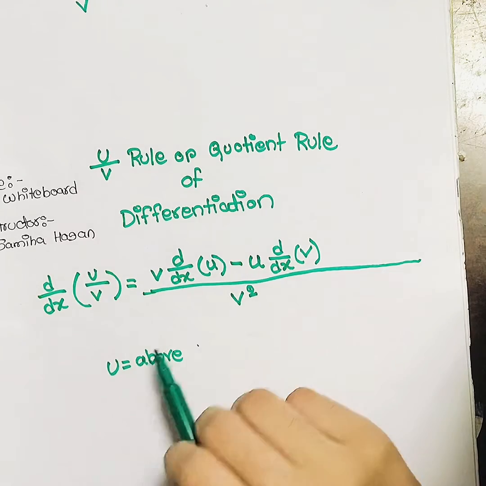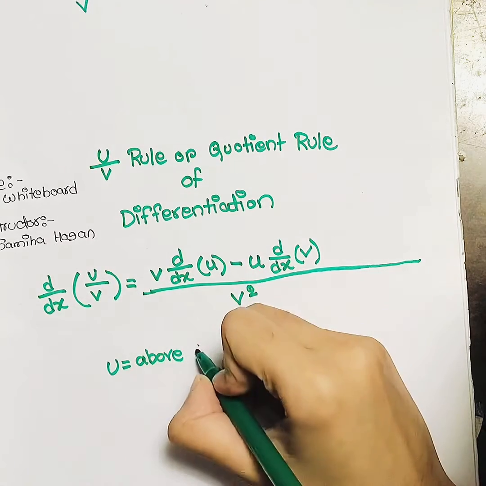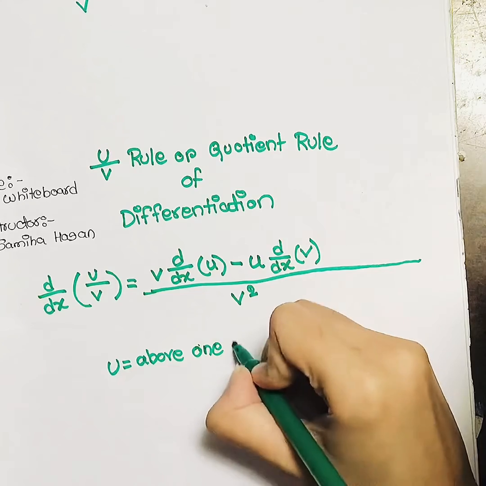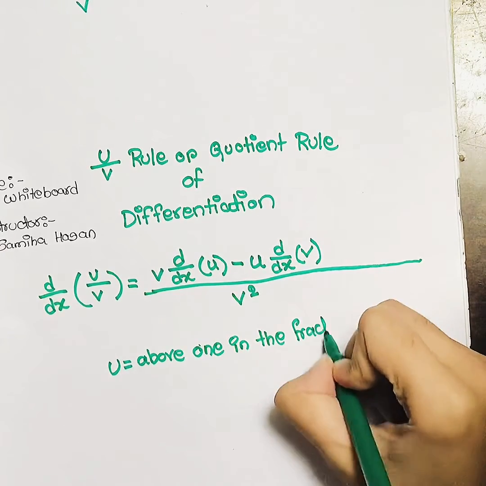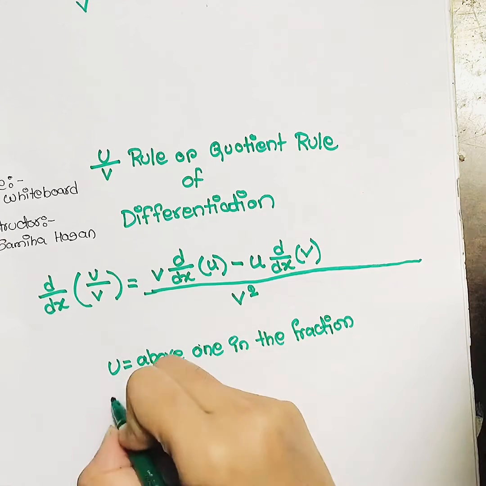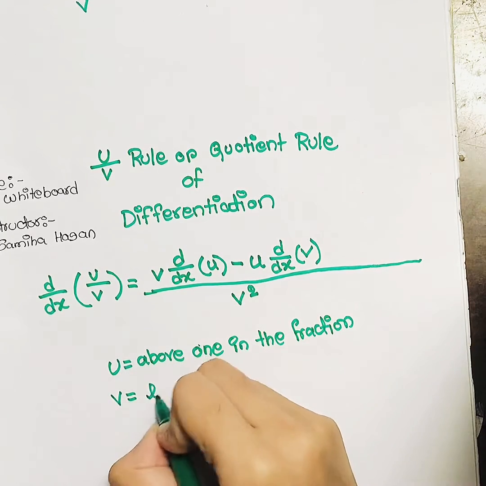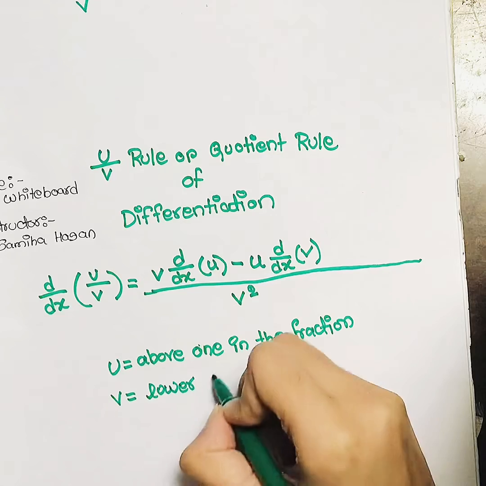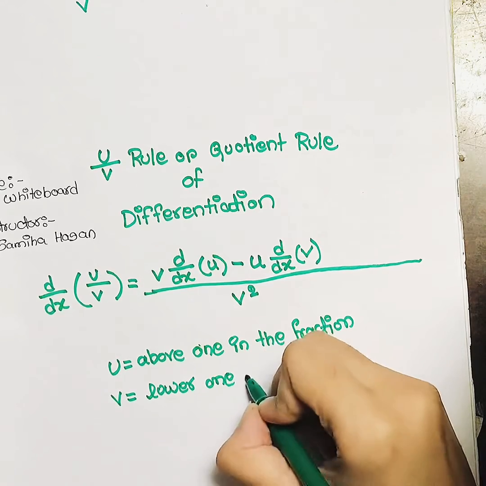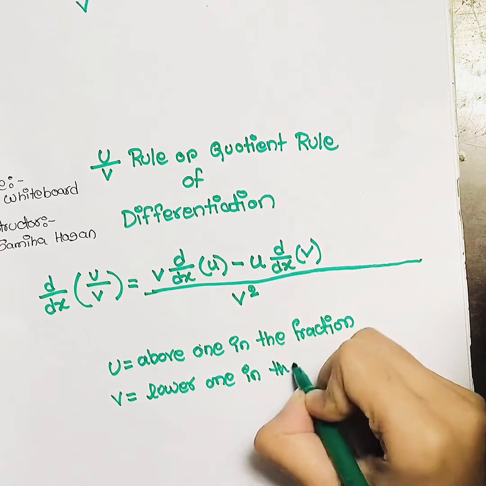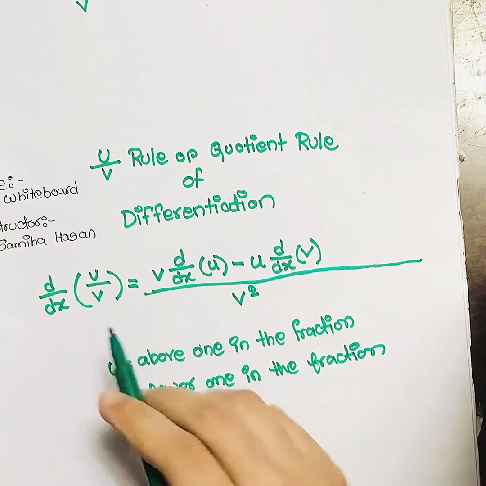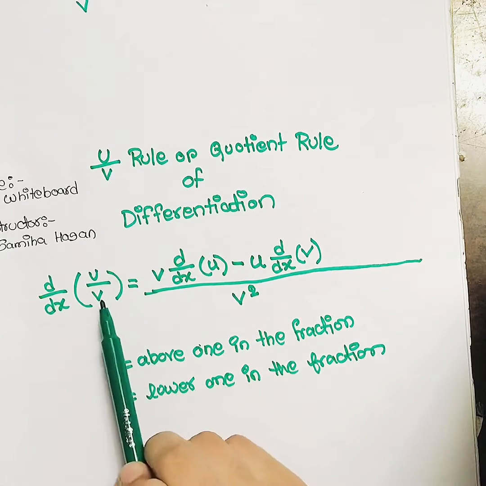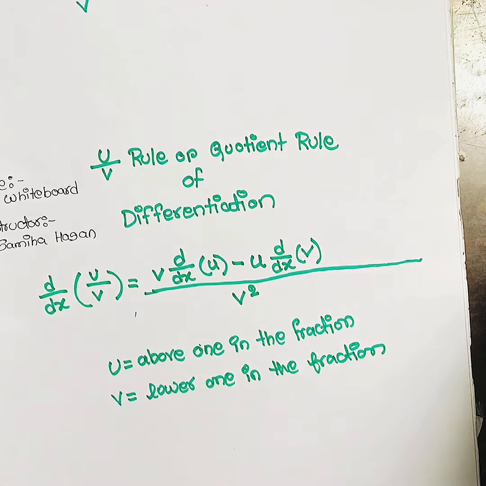the numerator or the above one in the fraction, and V will be the lower one in the fraction. So U will always be the above one and V will always be the lower one.